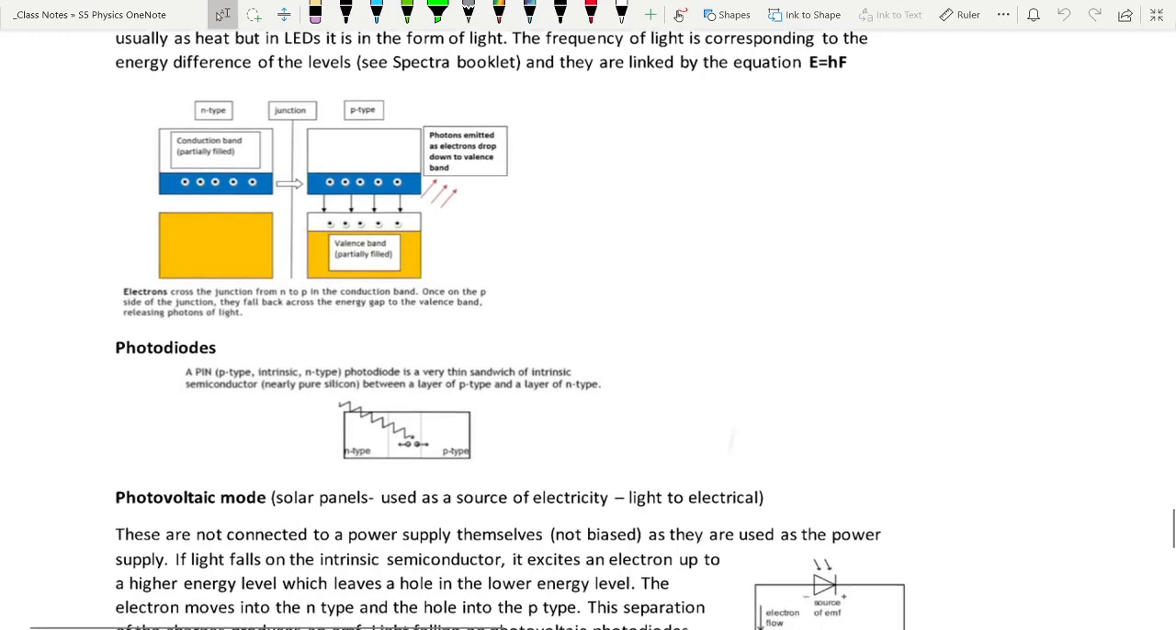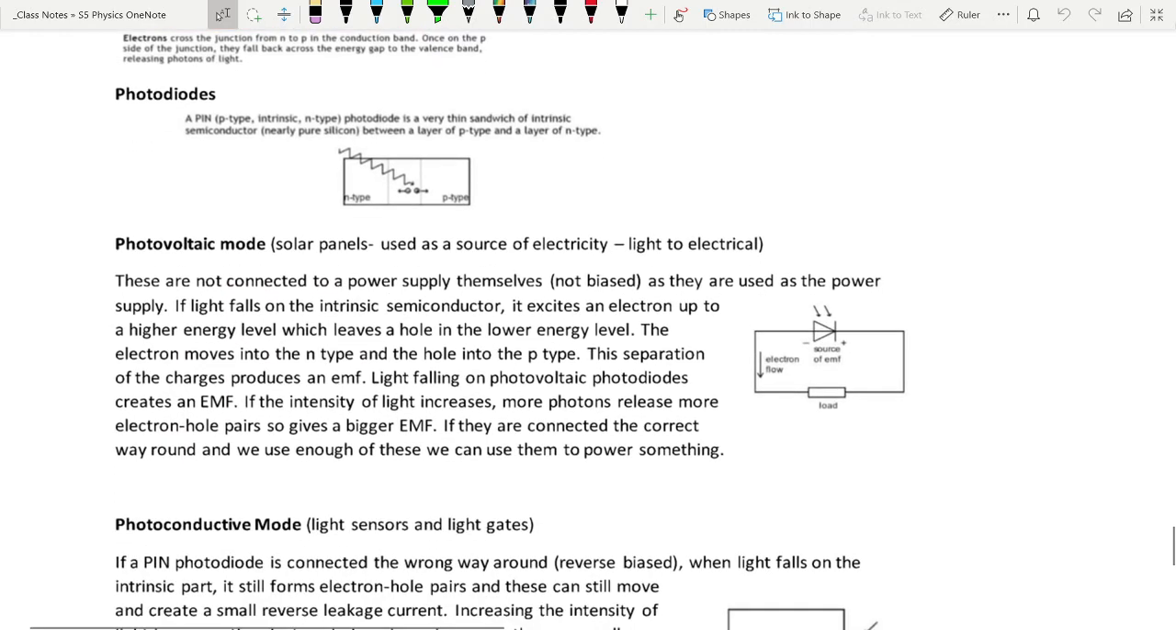And photodiodes, so they're either photodiodes or solar cells or light sensors, depending on which way around you connect them. So photodiodes in photovoltaic mode are like solar cells or solar panels. Photovoltaic mode is when they're used as a source of electricity. So they're not actually connected to a power supply themselves. They're used as a power supply.